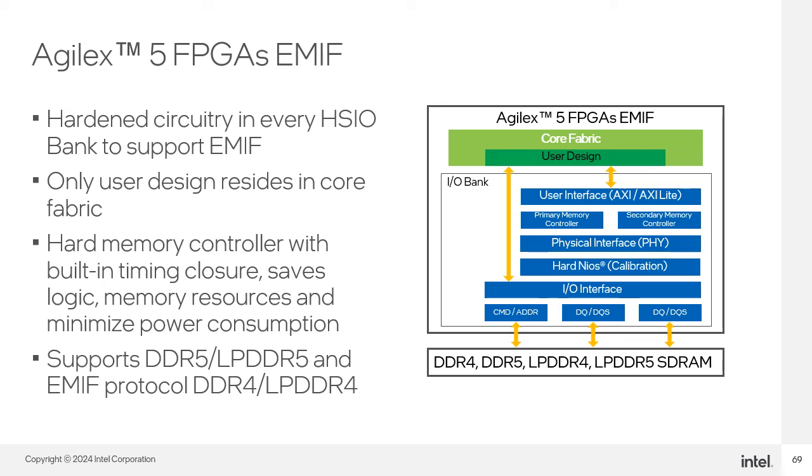The fabric EMIF on Agilex 5 is a hardened solution. Every HSIO bank has required hardened circuitry to support EMIF. Only the user design, for example the traffic generator, resides in core fabric. When the hardened solution is not used as an EMIF, the I/O can be used as general purpose I/O. Agilex 5 E series can support DDR4 and LPDDR4, whereas the D series can support DDR4, LPDDR4, DDR5, and LPDDR5.